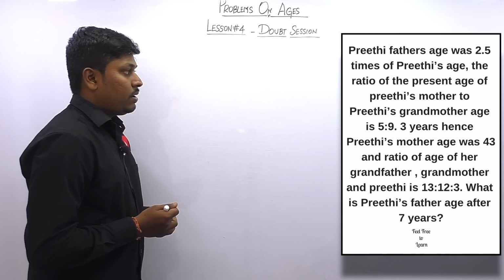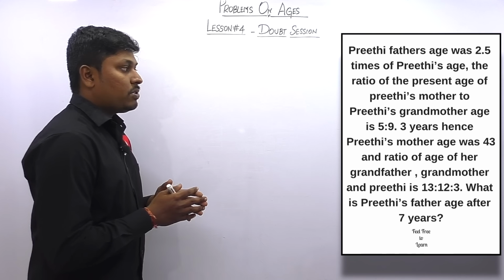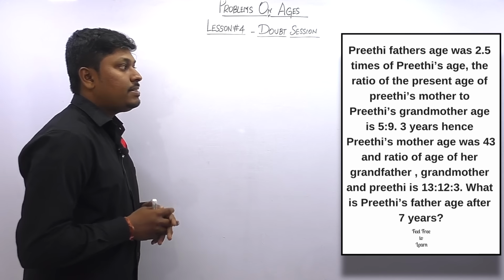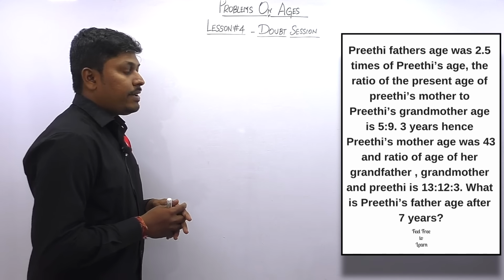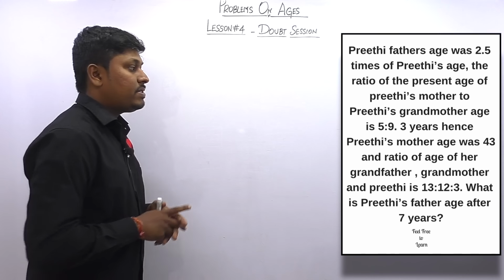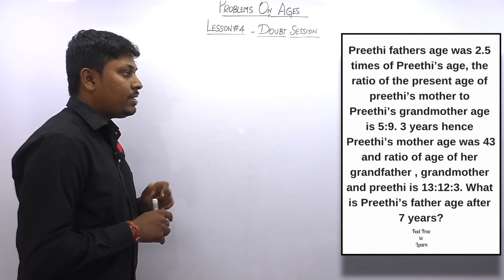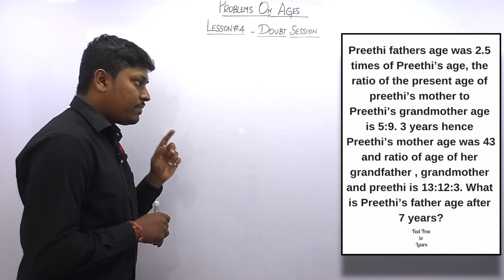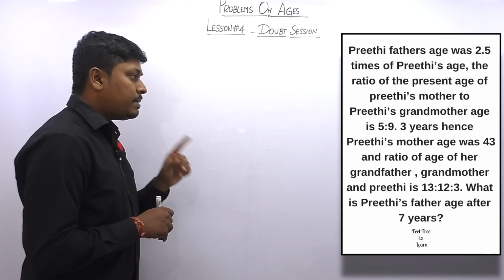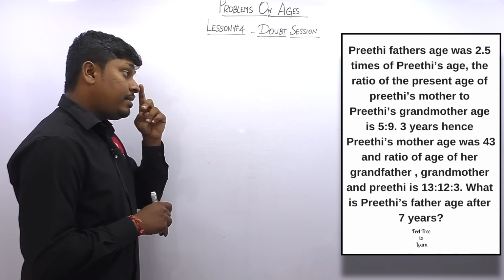Question number 4. Preeti's father's age was 2.5 times Preeti's age. The ratio of present age of Preeti's mother to Preeti's grandmother's age is 5:9. 3 years hence, Preeti's mother's age was 43 and the ratio of the ages of her grandfather, grandmother and Preeti is 13:12:3. What is Preeti's father's age after 7 years?